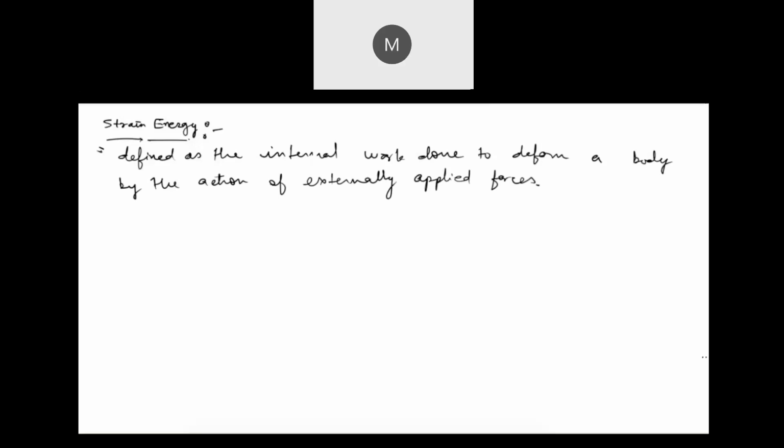So according to this definition, what is strain energy? It is the internal work done to deform a body. To understand that, let's say we take a steel bar and we apply this load P on it. This load is gradually applied, that is, initially it is 0, then it increases to P. So what will happen inside this material or inside the bar? Because of this load, there will be stresses in the material, and let's say there is a deformation of delta L in this bar. So strain will also be there in this material.